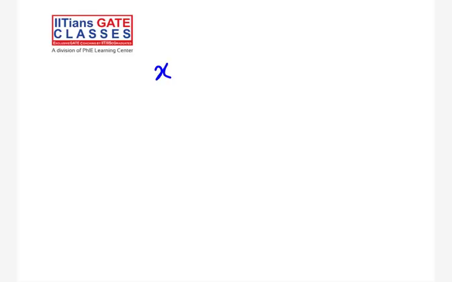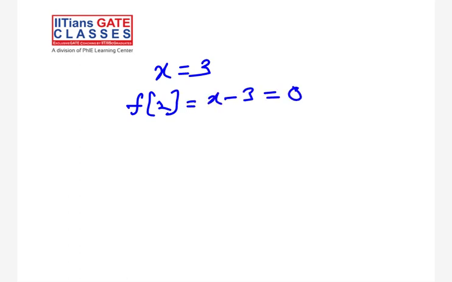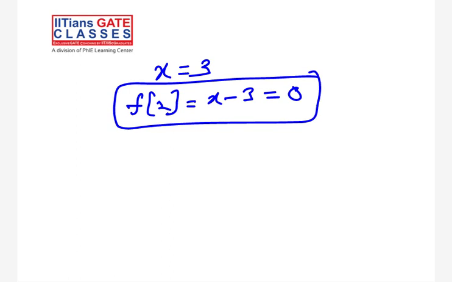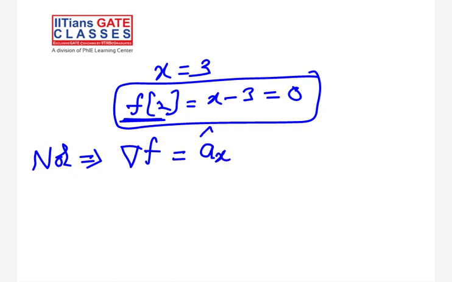Right now, what is the condition I have given? x is equal to 3 is my surface. So you can take f of x, which will be x minus 3 is equal to 0. Will you agree with me? This is my condition for the surface. Now, if we know the equation of any surface, the normal component is found by just taking the gradient of that. So what will be the gradient of this function? You are getting only the x component, right, which will be ax cap.